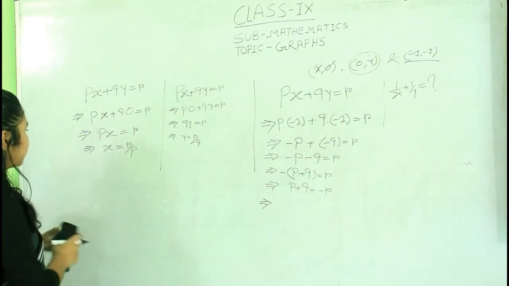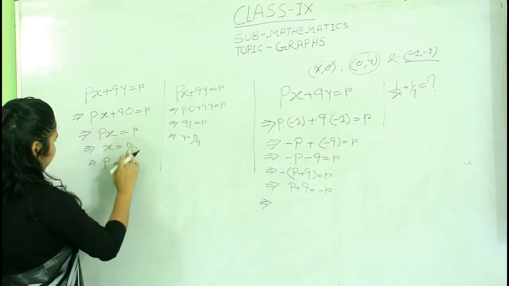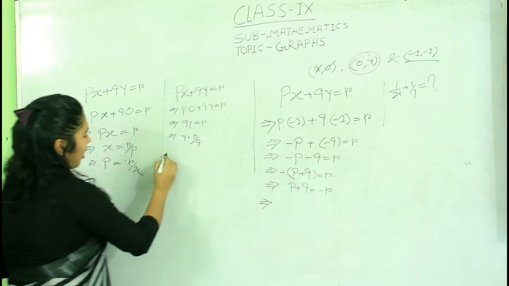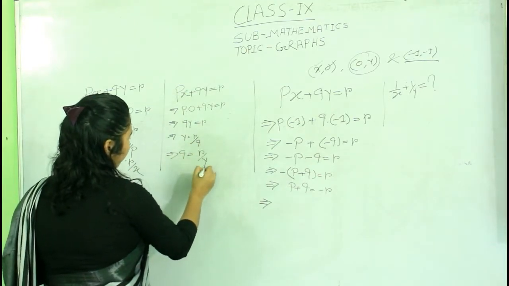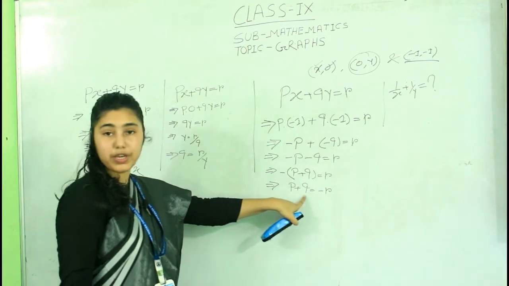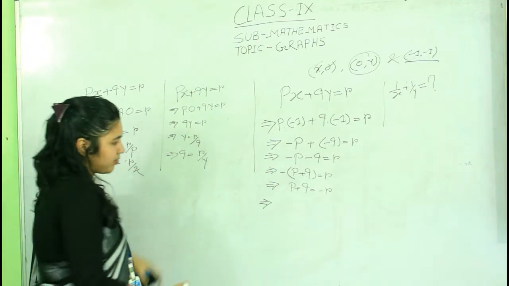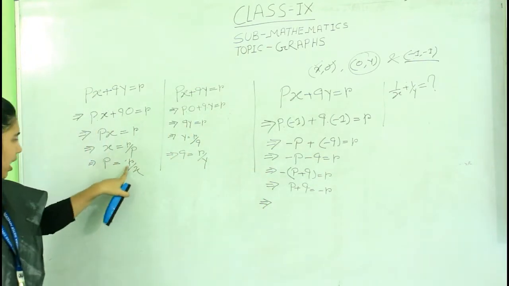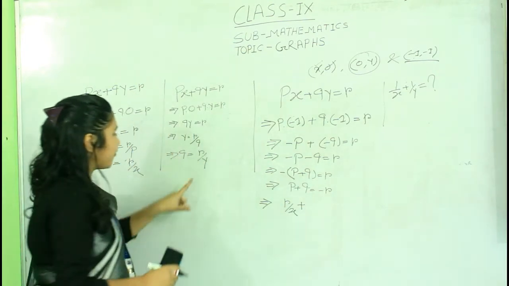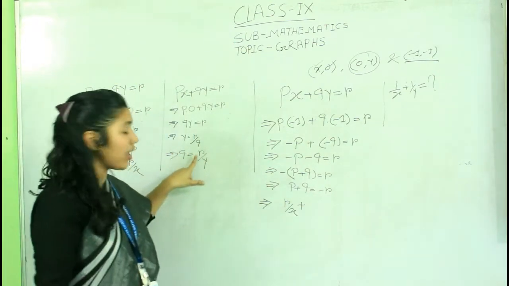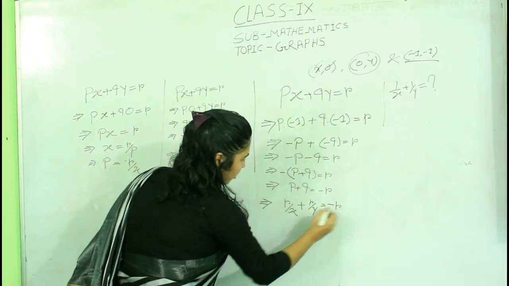So from here p equals r by x, and from here q equals r by y. Now put the values of p and q in terms of x and y. So the value of p is r by x, right? So put here r by x plus the value of q, which is r by y, is equal to minus r.